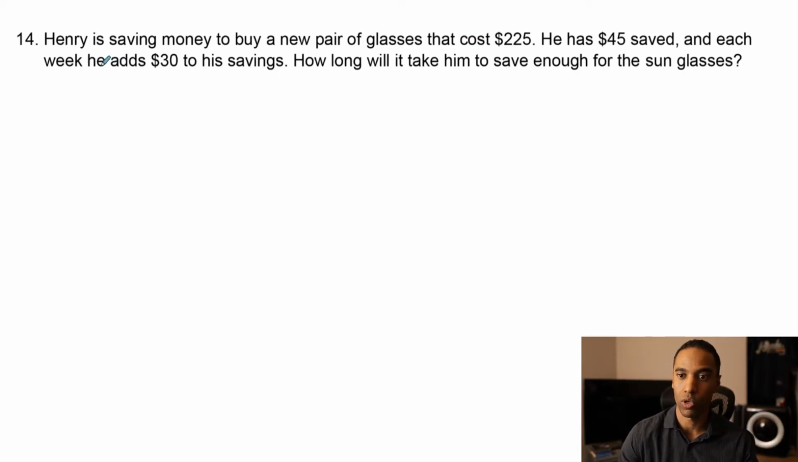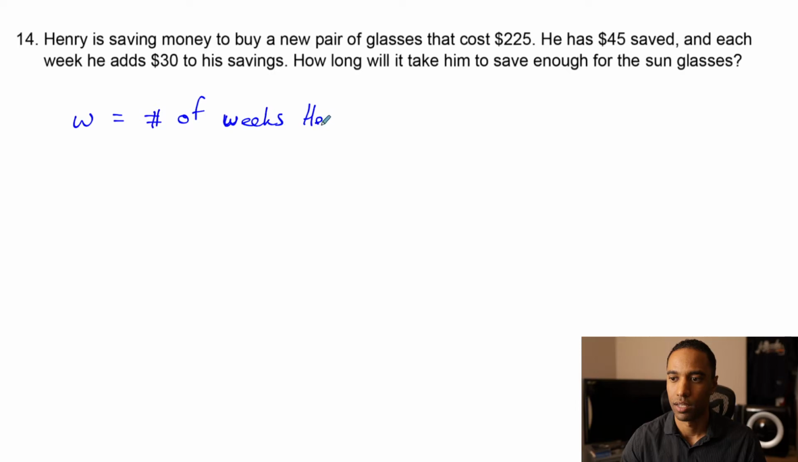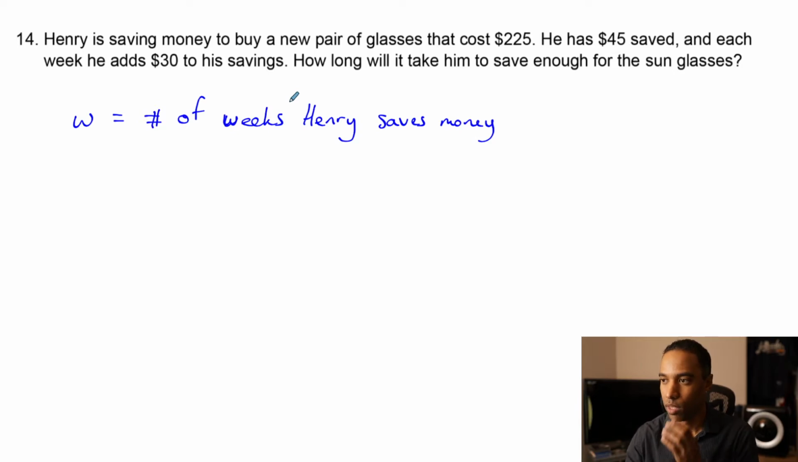You can use any variable you want. I'm just going to use h for Henry, but again, h doesn't equal Henry. H equals number of, every week, each week, so number of weeks. I should probably put W, huh? Let's let W equal number of weeks Henry saves money. Now the unit for this is in weeks. When we solve, if W equals 10, it's going to be 10 weeks, right? I don't know what the answer is. All right, well now I do, now that I'm looking at the problem.